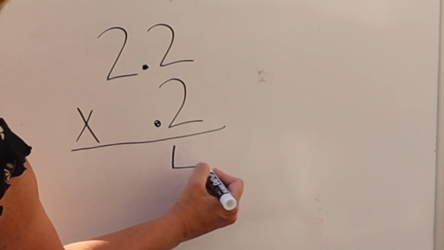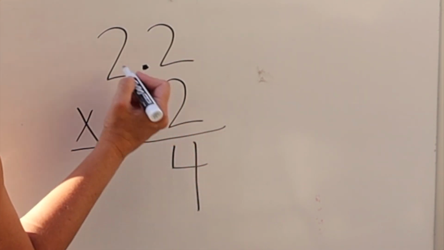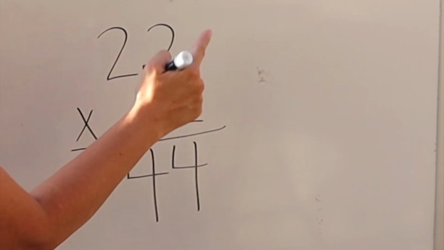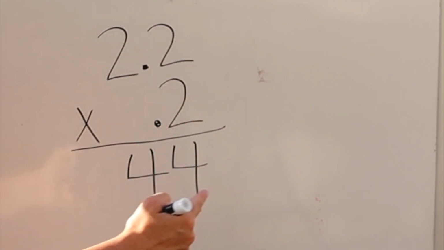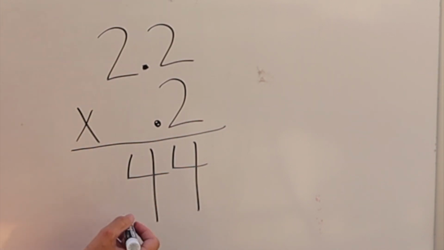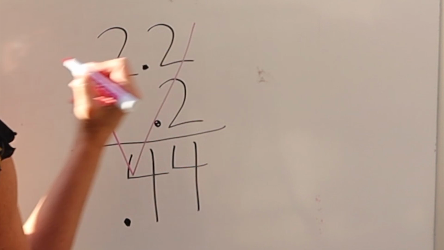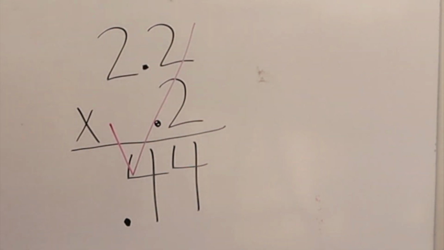Ready to check it? 2 times 2 is 4. 2 times 2 is 4. And then there are 2 digits after the decimal point in the problem. So 2 digits after the decimal point in the answer. 44 hundredths, 0.44. Did you get it? Yes. Check.